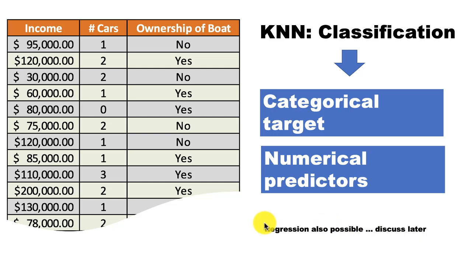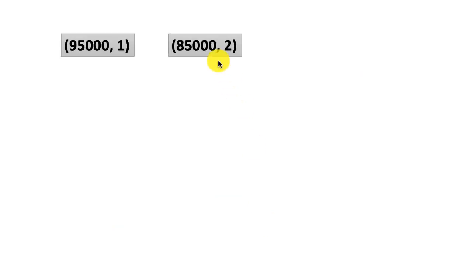So let's take a look at how this thing is going to work. We go back to our old case of 85,002, and then we are calculating its distance from 95,001. If you actually calculate the distance by applying the formula, it will come out to 10,000. That is because the difference between the incomes is 10,000 and the difference between the number of cars is 1, right? So the square root of 10,000 squared plus 1 squared is going to be very close to 10,000.